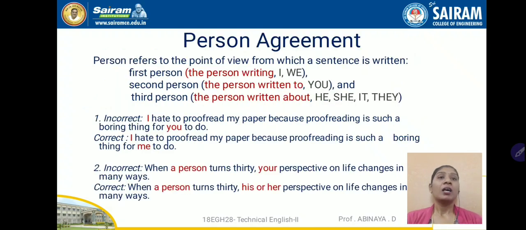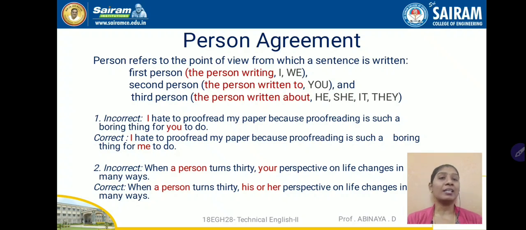Right. Okay. Person agreement. Person agreement is nothing but, if the noun is first person, go for first person pronouns. If it is second person, go for second person pronoun, and if it is third person, go for third person pronoun. So what is this first person, second person and third person? First person is nothing but I and we. Who is doing the work? The person who is writing, that is I and we. Second person is the person written to, for somebody we are writing, in the sense that person is the second person. And the third person is the person written about, somebody we are writing about, that person is the third person. That is he, she, it and they.